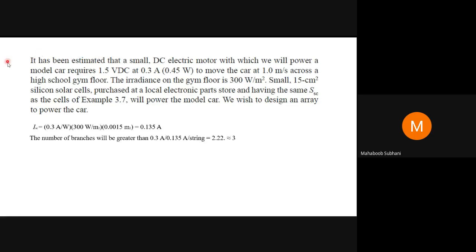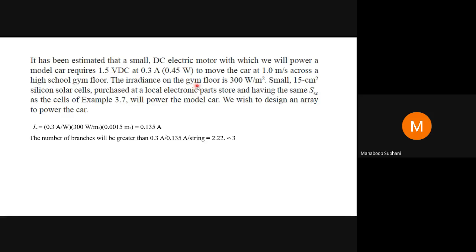So with this example, we can come to know how to design an array, or how many cells are required for a panel. See, there is a small electric vehicle with a small motor which runs on DC current. The car's specifications to run are 1.5 volts at 0.3 amperes, and the car moves at 1.0 meter per second across a high school gym floor. So this is what is mentioned here.